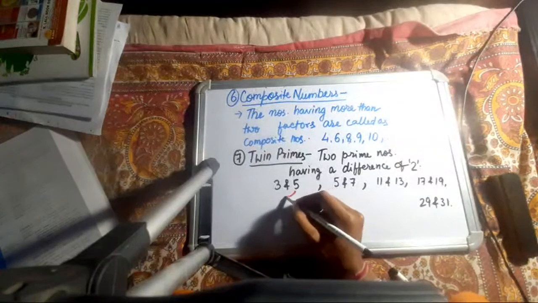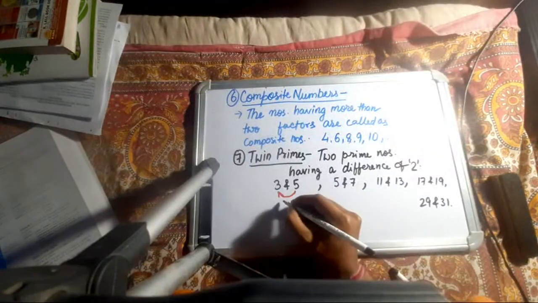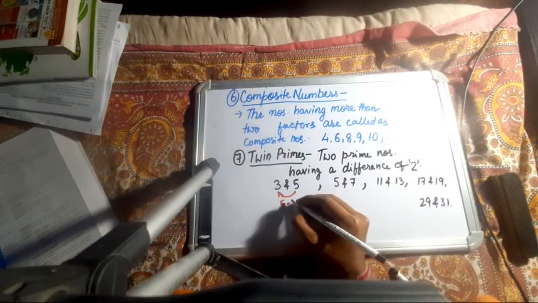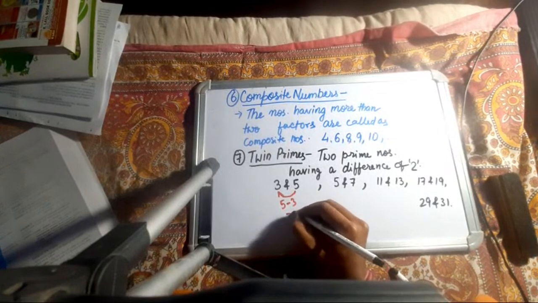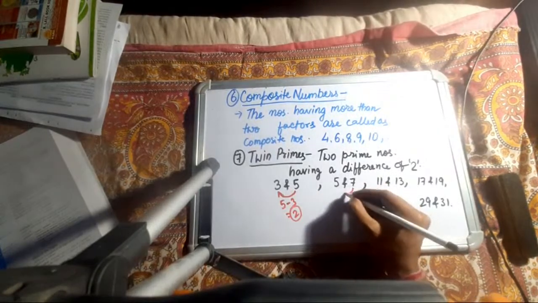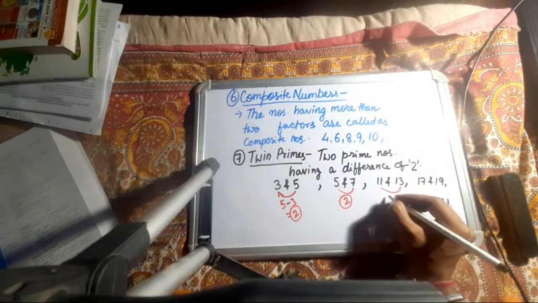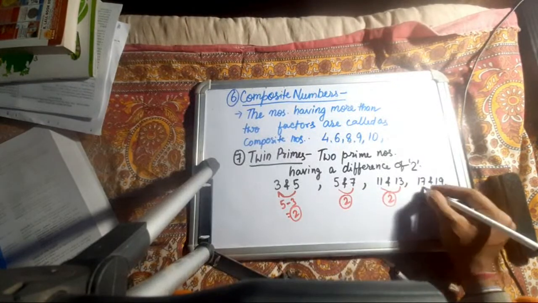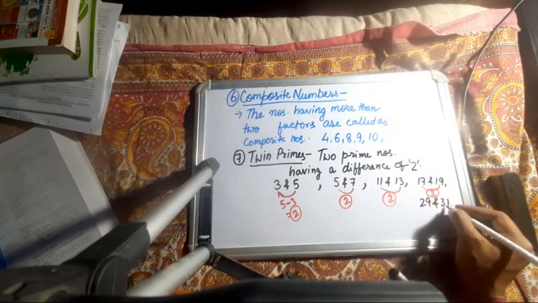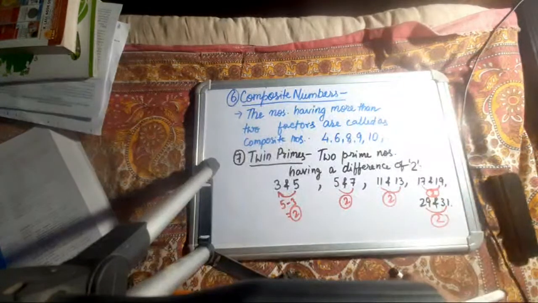So when we subtract 3 from 5, we will get 2. Similarly 7 minus 5 is also 2. The difference between 13 and 11 is also 2. So everywhere we will be getting the difference between twin prime numbers as 2. So they are the set of two prime numbers having a difference of 2.